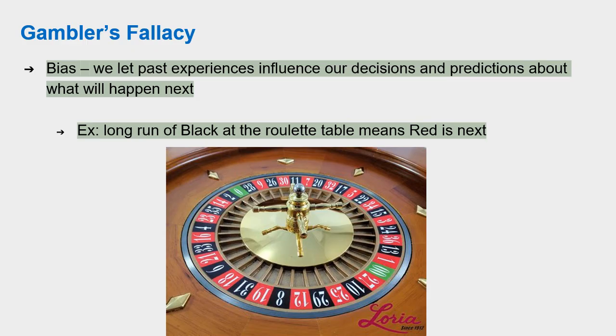The gambler's fallacy is a bias that we have. It's a cognitive bias. It's when we let past experiences influence our decisions about what's going to happen next. And it's named that because of people who gamble. So you know that every time you bet on black, bet on a black 8 or black 31 here on the roulette table, you know that every single time you did that, you lost, but you're going to keep doing it because you know any second it's going to happen. So you just keep believing.